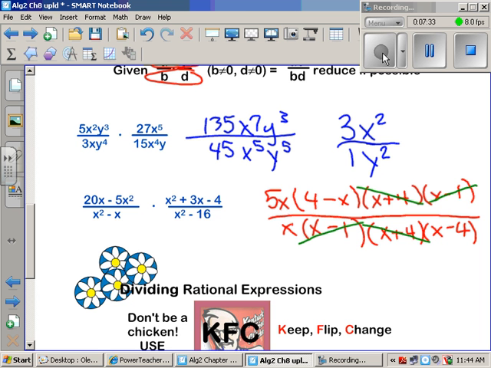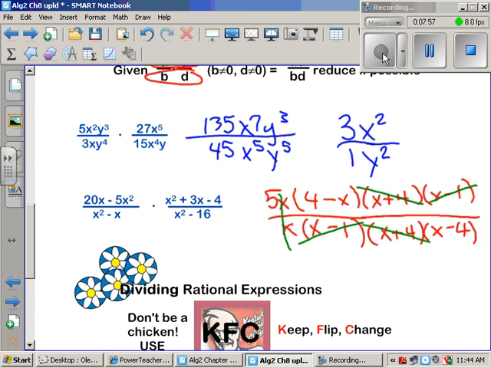Are 4 minus x and x minus 4 different? Yeah, they are. 4 minus x and x minus 4. Like, what if x were 9? 4 minus 9 is negative 5, but 9 minus 4 is 5, right? So they don't work. But what would happen if I multiplied this by negative 1?